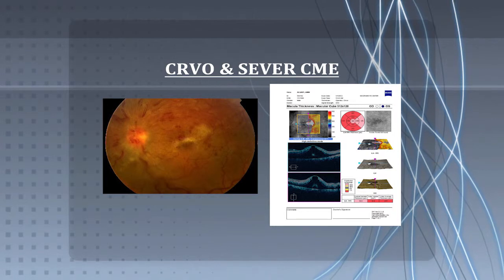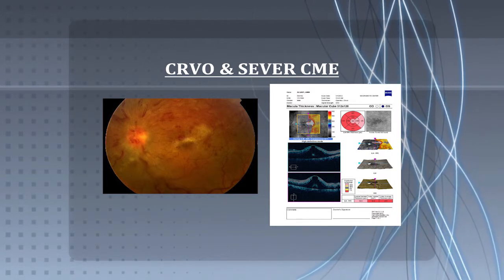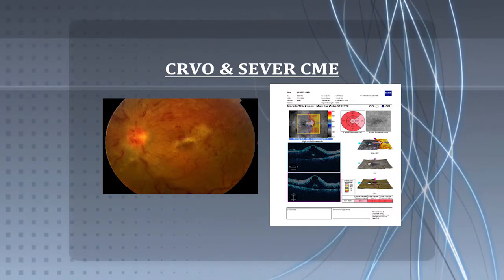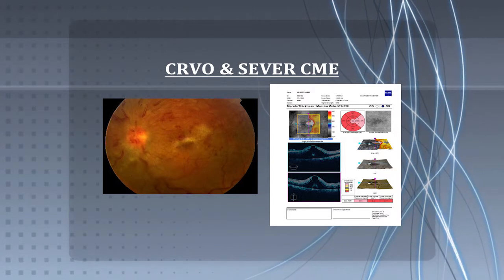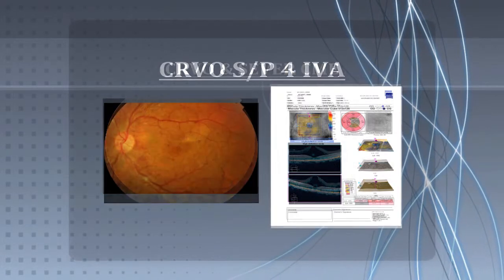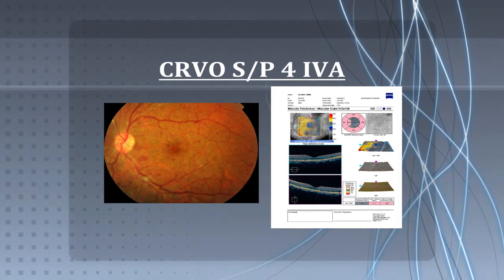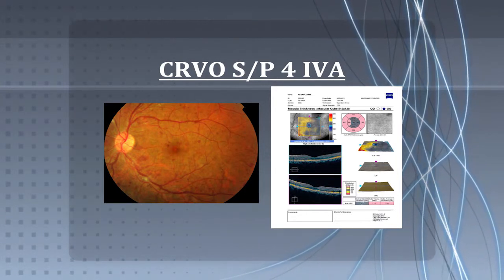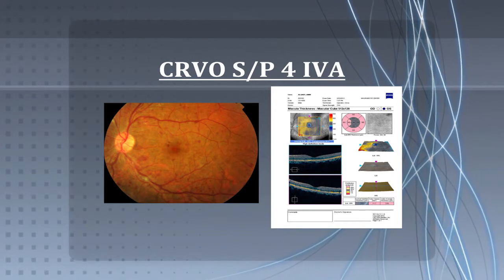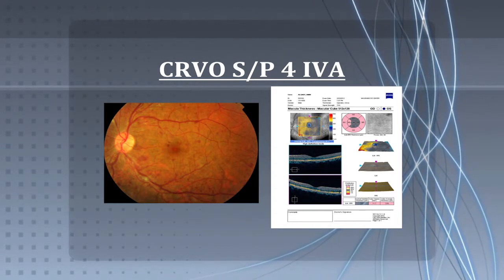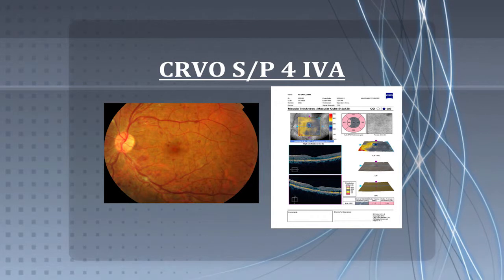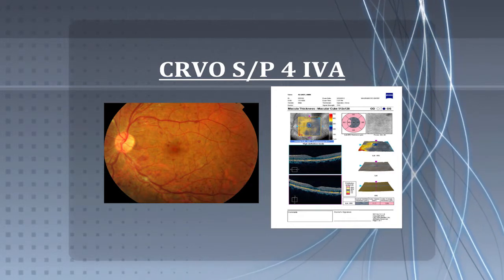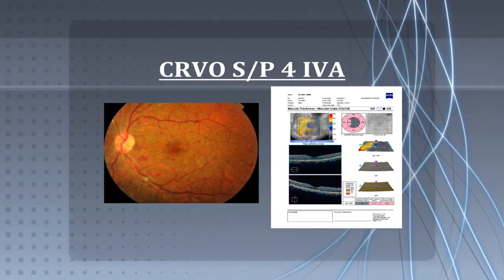This is another example of central retinal vein occlusion with a severe cystoid macular edema, pre-treatment. And this is status post intravitreal anti-VEGF for the same patient, and we can see how much the cystoid macular edema is absorbed, and the macula returns to a normal anatomical function.